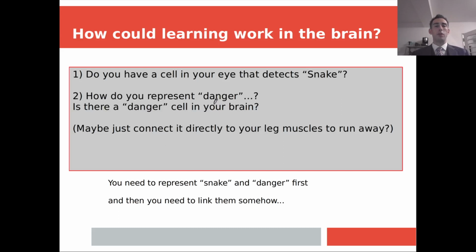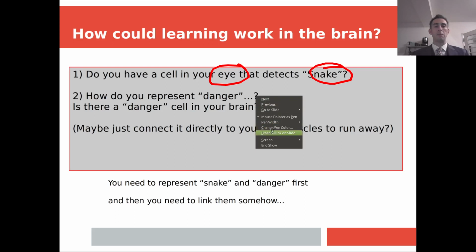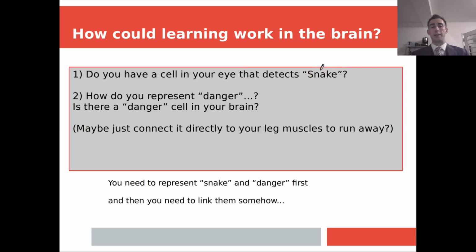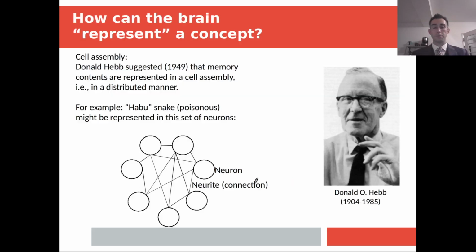But think about it. Do you have a cell in your eye, in your retina, that detects a snake? Probably not. Maybe some animals do. Maybe there's one in your brain that, via different shapes of light falling on your eyes, says, oh, it represents snakes. And then how do you represent danger? Is there a danger neuron, a danger cell in your brain? Maybe you could just directly connect the eye cell to your leg muscles and run away. And actually some animals do that. Some worms or fish directly connect some response in the eye to muscles on the other side of your body, and that makes you turn and run away. So it's a good idea.